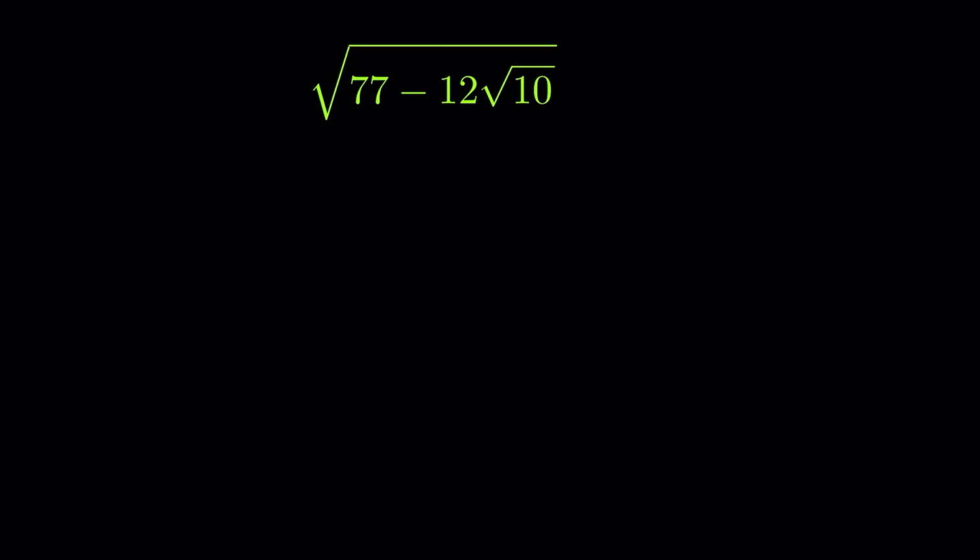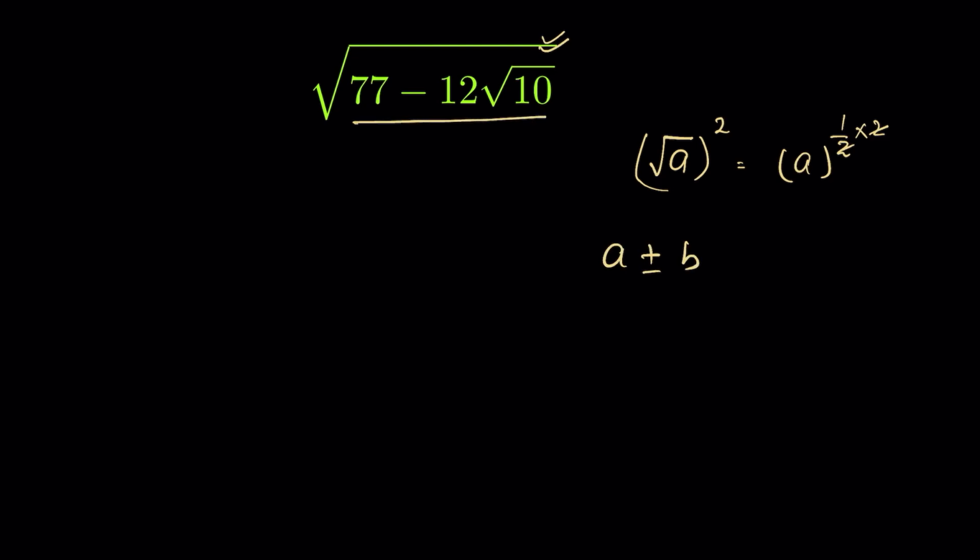Now we know when a is under a square root, it means a is raised to the power of 1/2. So to remove the square root, we square it so that the exponent is multiplied by 2, then the 2 and 2 cancel. To remove this square root, we need to write these two numbers in the form (a plus or minus b) whole square, so that the whole square can remove the square root.